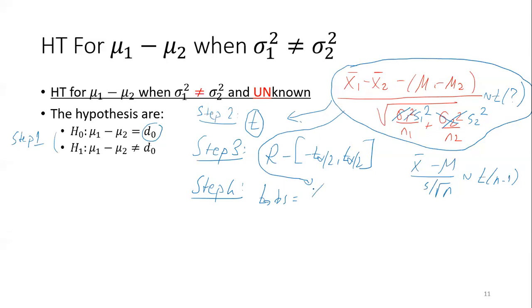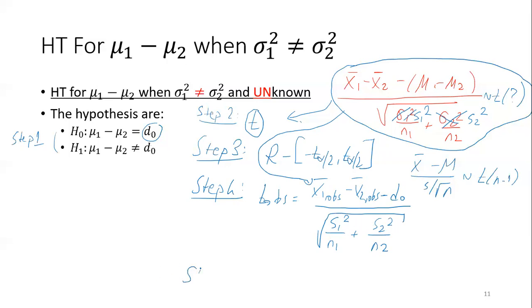How? This is equal to x1 bar observed minus x2 bar observed, minus mu1 minus mu2. Mu1 minus mu2 just comes from the hypothesis, which is d0, divided by the square root of s1 squared over n1, where s1 is the one you calculated from the sample, plus s2 squared over n2. So this is your T observed.